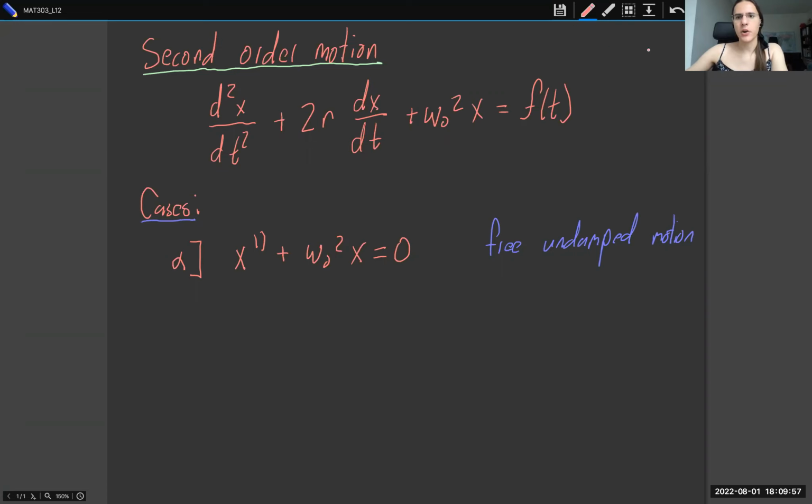And here we're going to assume that r is greater than or equal to 0. Case beta is going to be the case where we have a non-zero function f, and this will be known as a forcing function.